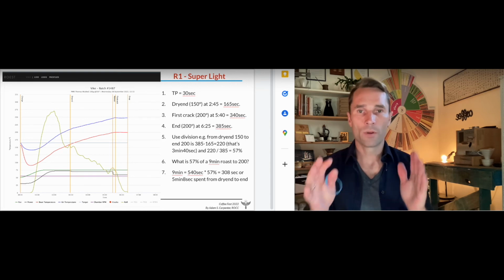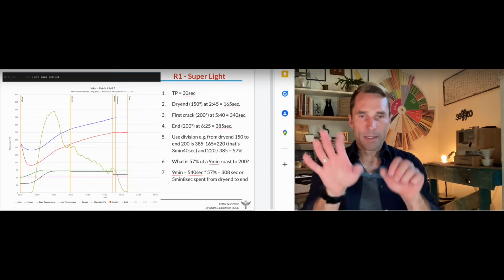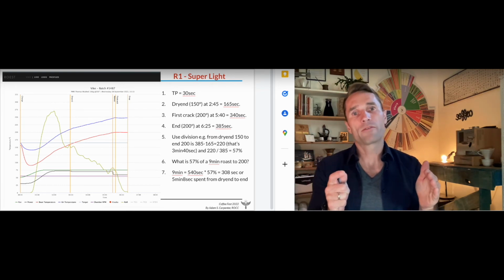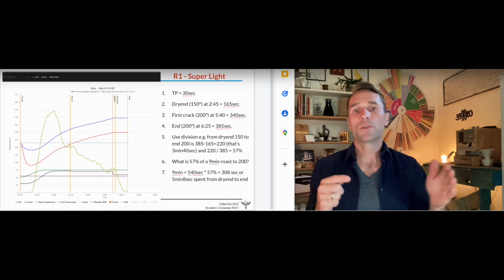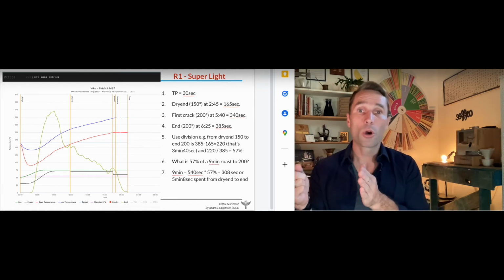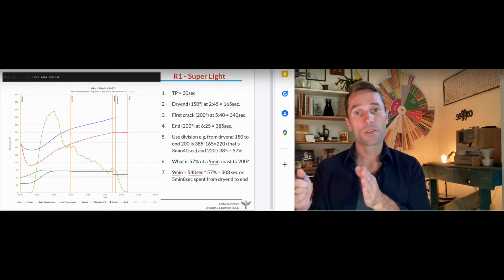Okay, so that's the basic idea of this scaling. And we could do that for the development time after first crack to the end. We can do that for turning point. If on our small roaster turning point is at 30 seconds, well, what's 30?